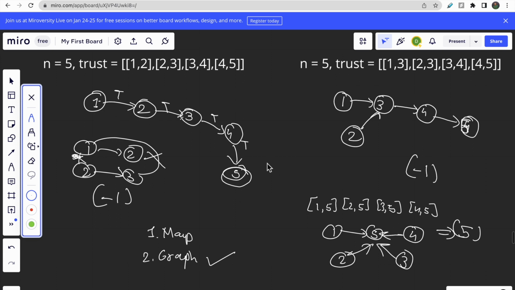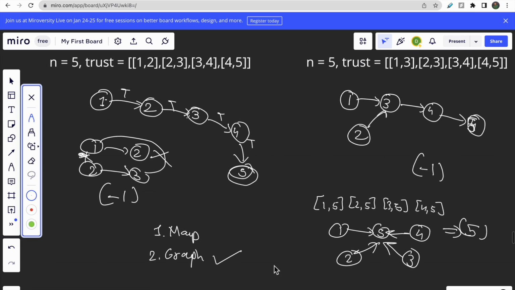So what you see is one thing in common for a person to be a town judge. We have two conditions: there must be n minus 1 people trusting that person, and there must be 0 people that he or she trusts.